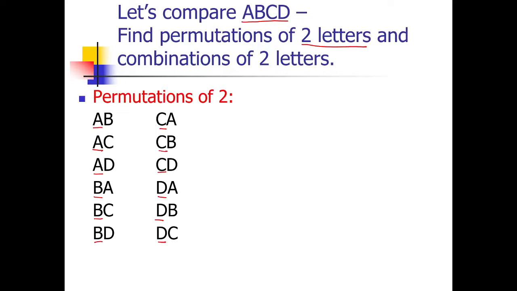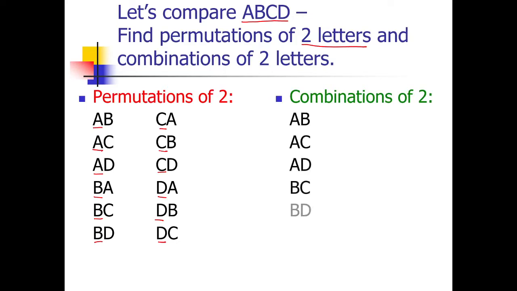What about combinations? Look at the combinations, para you're going to determine. So we have here AB, AC, AD, BC, BD, and CD. What have you noticed here? Look at BA. Is BA listed over here? No. Kay the same ra na ang BA ug AB.